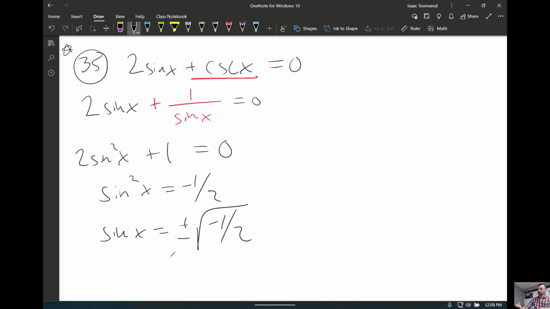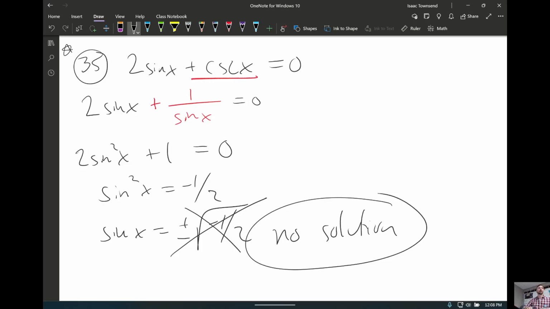So this doesn't happen for any real numbers, so no solution. There's nothing that's going to make that true. Wait, why is that? Is it because you came out with -1/2? Yeah, because this is negative.